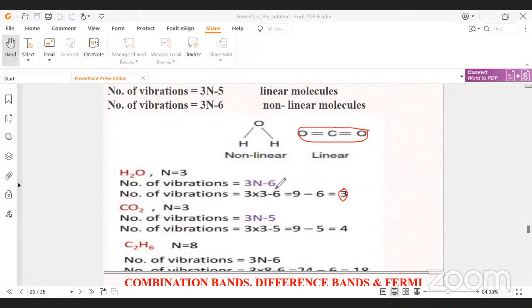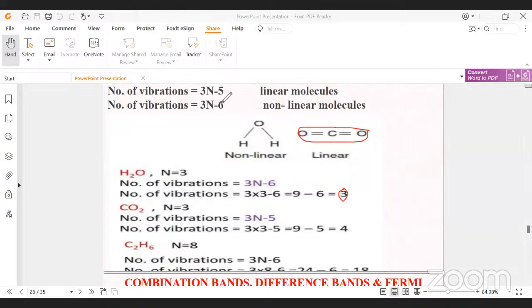Yes, sir, we are getting a different number of vibrations. H2O will get three vibrations, and CO2 will get four vibrations. How are we getting four vibrations, sir? 1, 2, 3 only, no, sir.